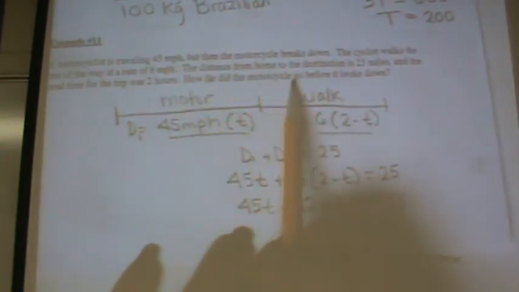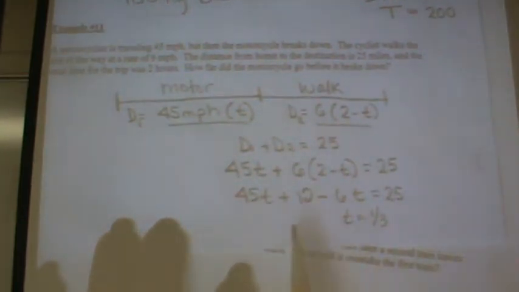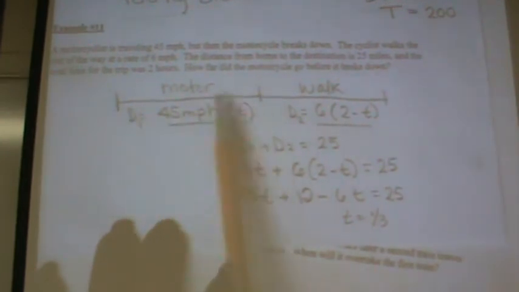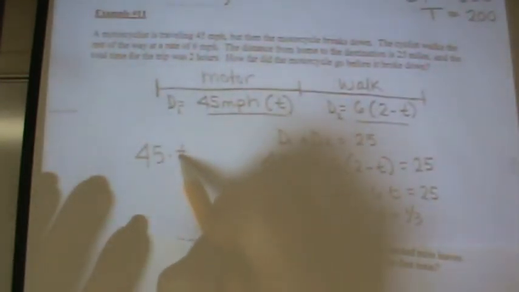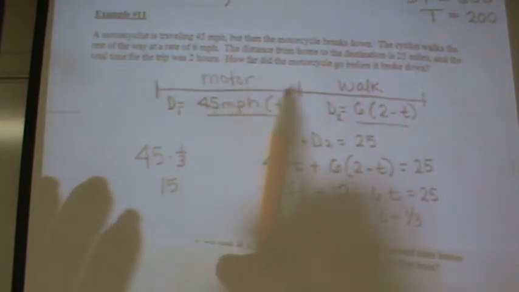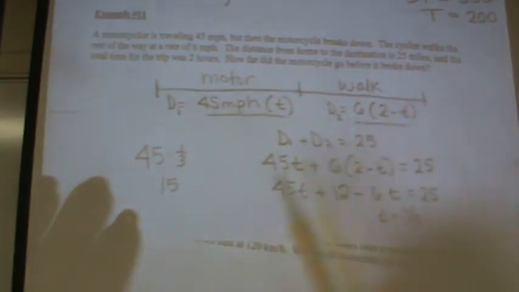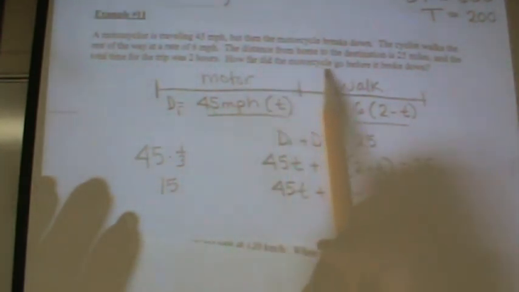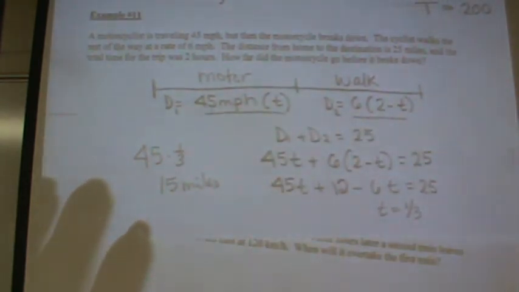It says, how far did the motorcycle go before it broke down? So what are you solving for? D1. So this T value is 1/3. What is 45 times 1/3? It's 15. So he was on his motorcycle for 15 miles, it broke down, and then how far did he walk? 10. So the answer to how far did the motorcycle go before it broke down is 15 miles, and he walked 10 miles. You get this?